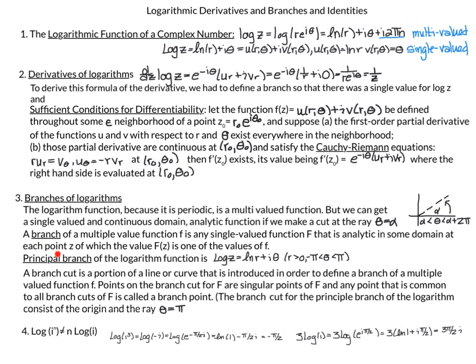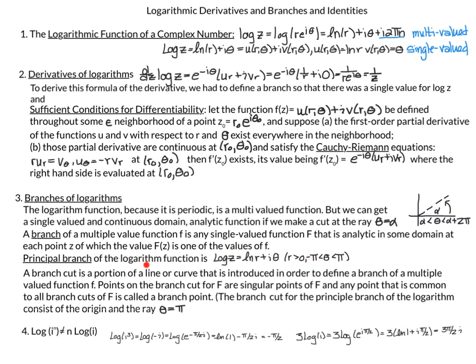And so the principal branch of the logarithmic function is log z equals natural log of r plus i theta, where r is greater than 0 and theta is between negative pi and pi. And you notice here that pi is not included, the line theta equals pi is not included.